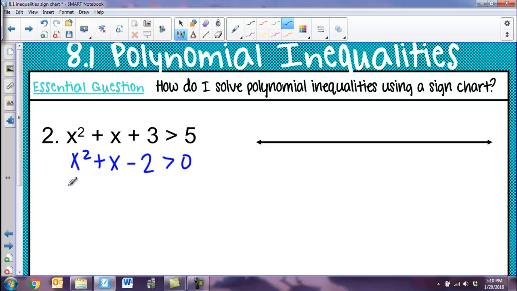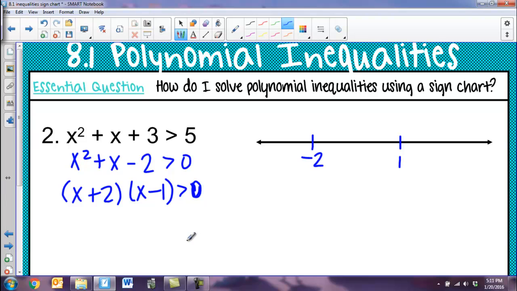Factor this new expression. The factors of negative 2 that add up to positive 1 are going to be positive 2 and negative 1. I'm going to write those zeros on my sign chart. So I know that I would have zeros at negative 2, and I would have a 0 at positive 1.